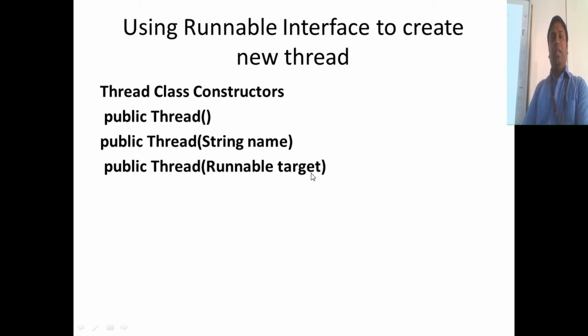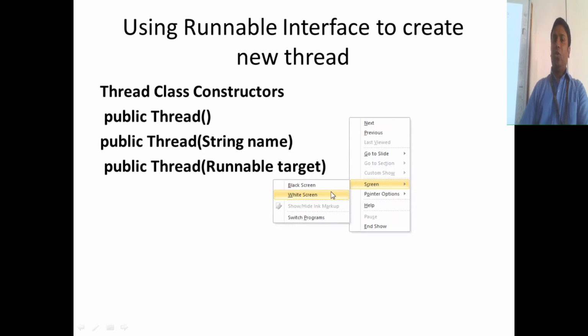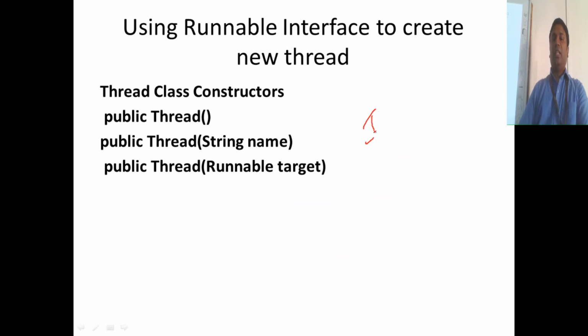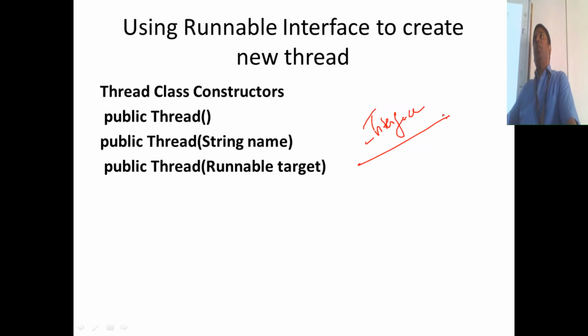The third method is passing a runnable target. That is, you create an object of type runnable and then you pass it to your constructor. What is this runnable? Runnable is nothing but an interface. I'm going to use only runnable in all my thread creations. So runnable is nothing but an interface. What is an interface? All the methods are abstract. You don't have any definition for the methods. When you implement this interface, you have to provide the implementation for the abstract methods.